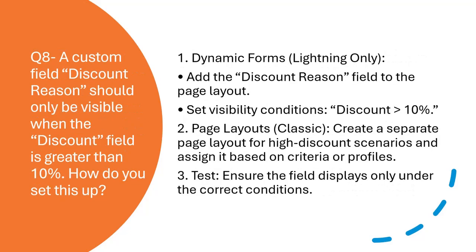Question 8, a custom field, discount region, should only be visible when the discount field is greater than 10%. How do you set this up? So in order to meet this requirement, I'll use Dynamic Forms that is available in Lightning. So add the discount region field to the page layout and set the visibility condition there where the discount is greater than 10%. Or in the Classic version, I'll use page layouts and create a separate page layout for the high discount scenario and assign it based on the criteria or profile, and ensure the field displays only under the correct conditions.